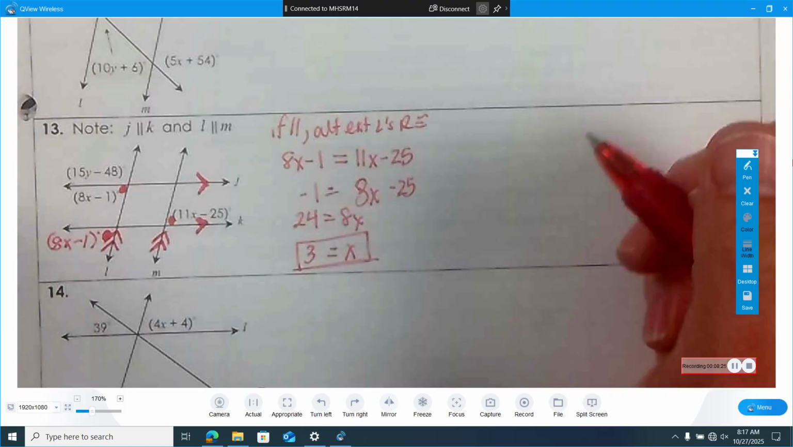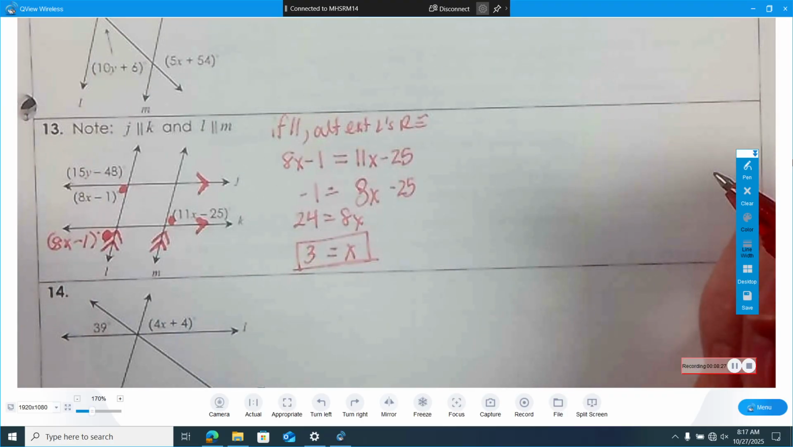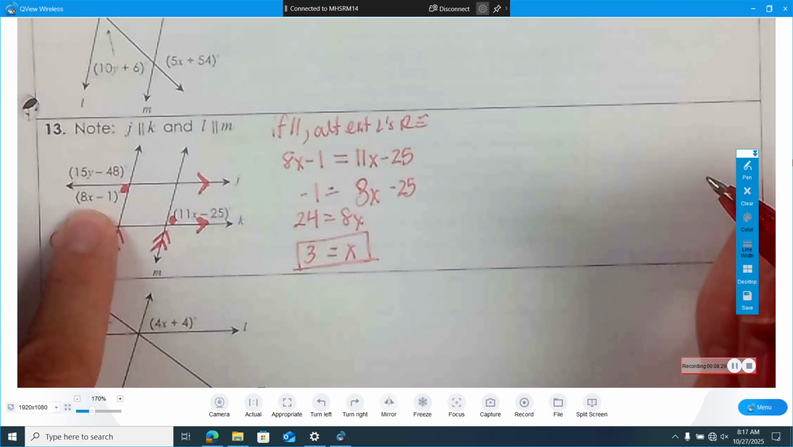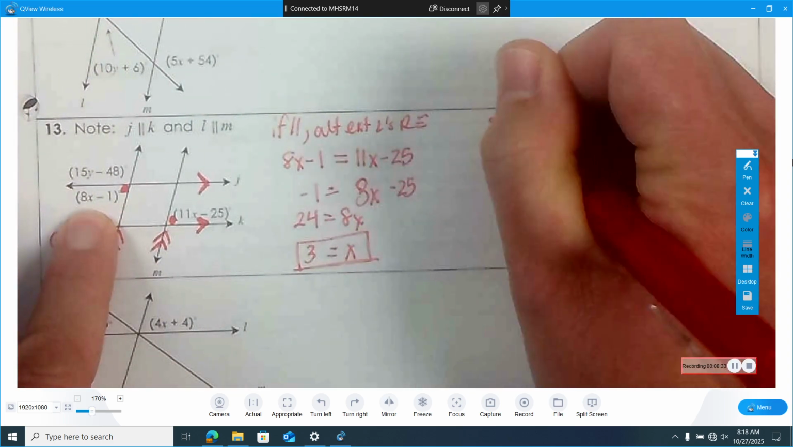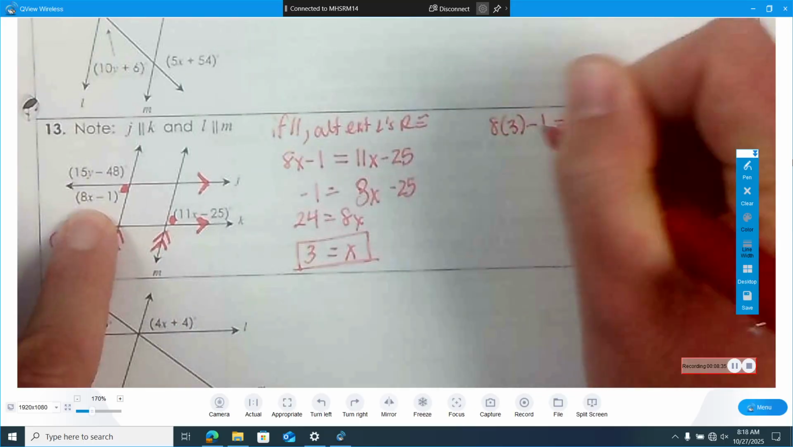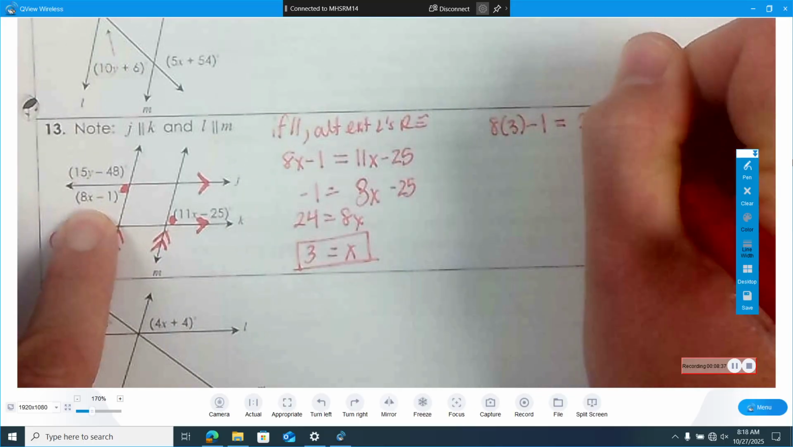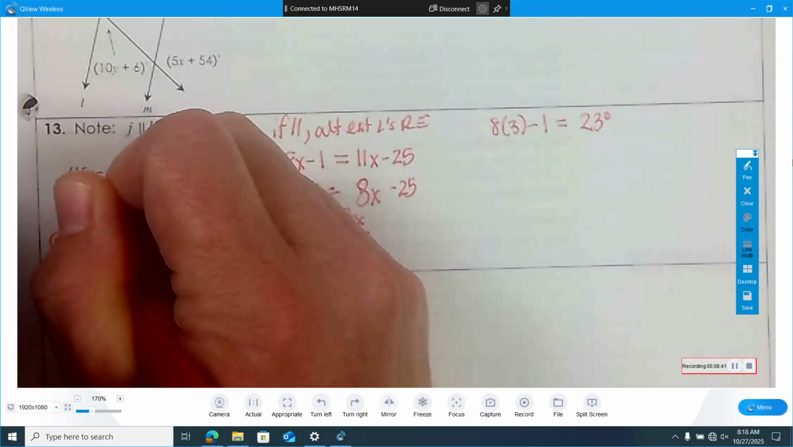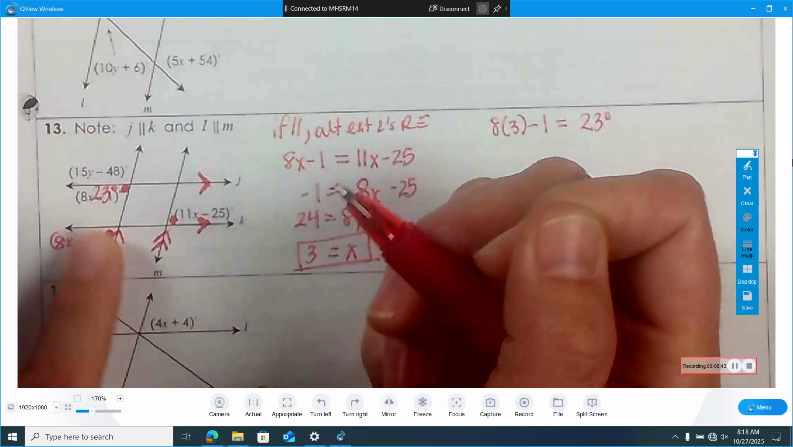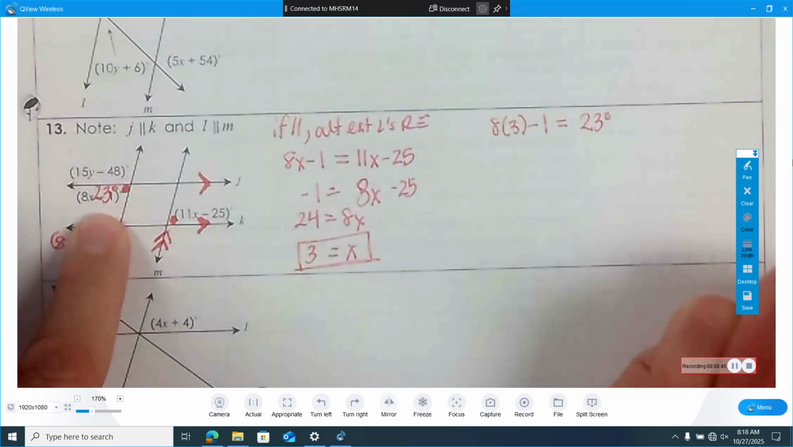Plug it into 8x minus 1. Yeah, I plug it in right here because we need to figure out the y. So I'm going to do 8 times 3 minus 1. That's 24 minus 1 is 23 degrees. And then I could write that in. So this angle is 23 degrees. I'm just going to write it right over top there.